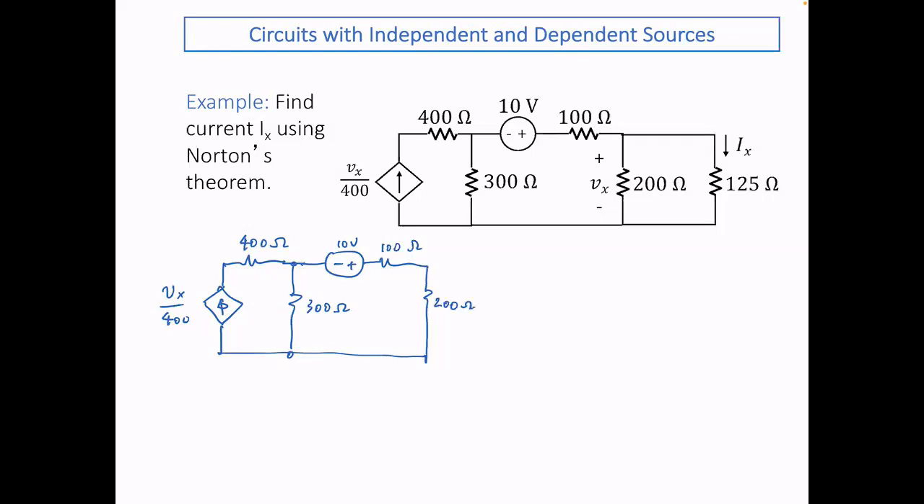200 ohms. Andito yung Vx. Right? This is a voltage controlled current source. The voltage that controls this current source is this Vx. So ito tinanggal na natin yung load, no?